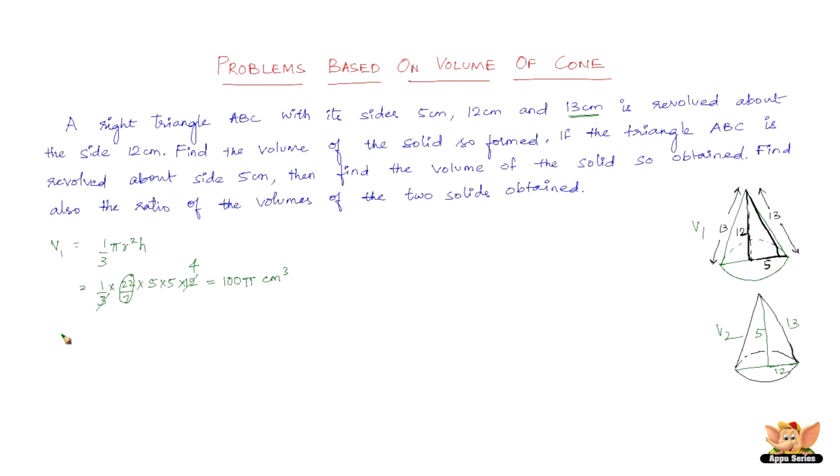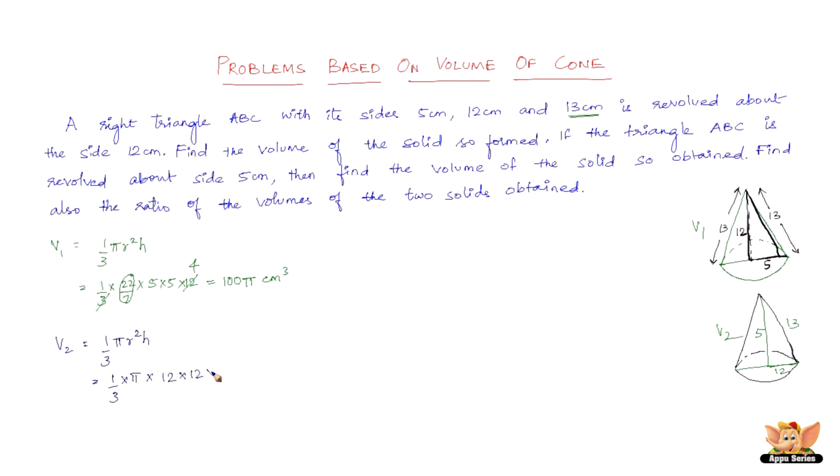Now let us find the volume 2. The most important thing to consider here is that in the first volume, the right triangle revolves about 12 centimeters. In the second volume, the right triangle revolves about 5 centimeters, and that is why the 5 centimeter becomes the height and the 12 centimeter becomes the radius. Now we have V2 equals 1 by 3 pi r square h. So we have 1 by 3 into pi into r is 12 in this case.